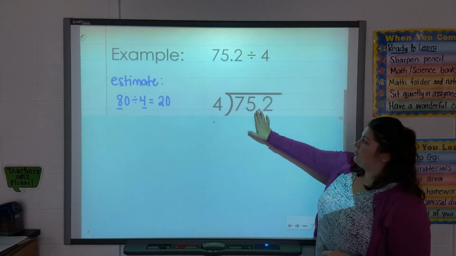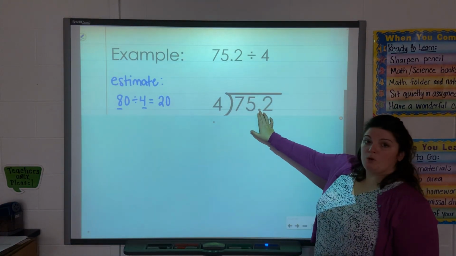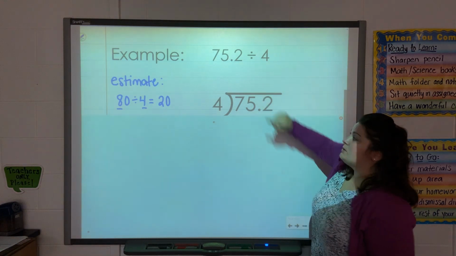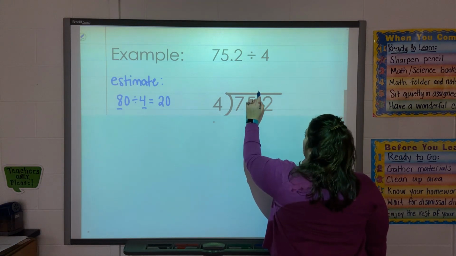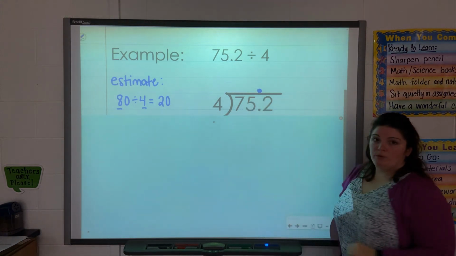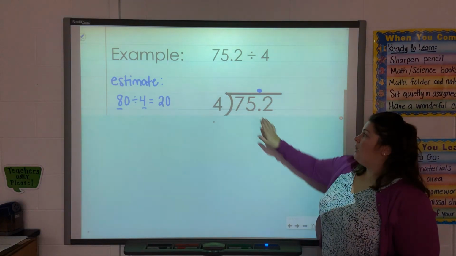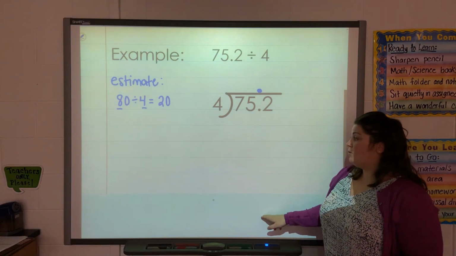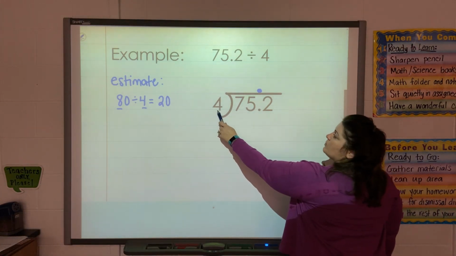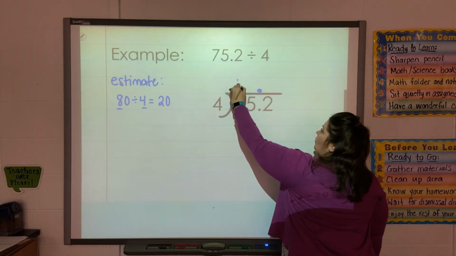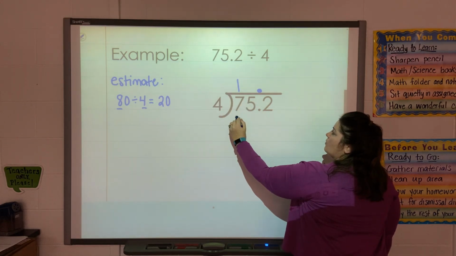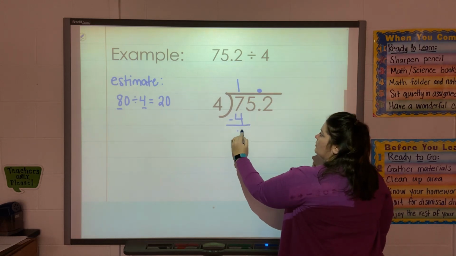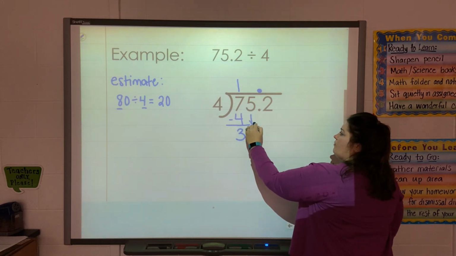I have a decimal right here in my dividend. So according to the rule, I have to place this decimal point right above where it was in the quotient. And that's where the decimal will be in my answer. At this point, I can now ignore the decimal point that was in my dividend and divide like normal. How many 4s can I take out of 7? 1. 1 times 4 is 4. 7 minus 4 is 3. Bring down my 5.